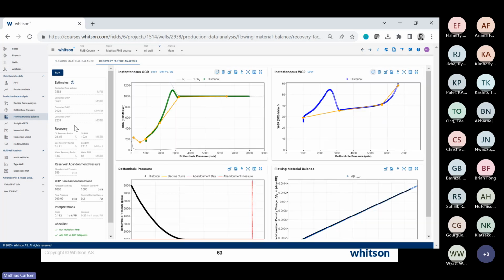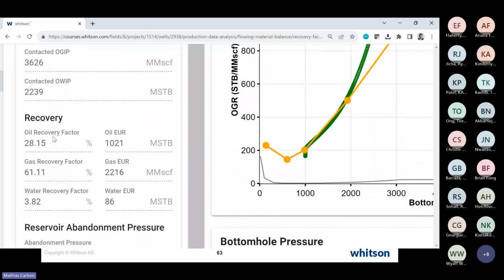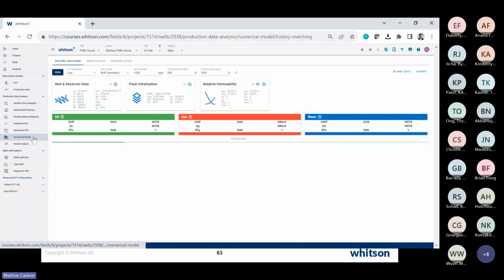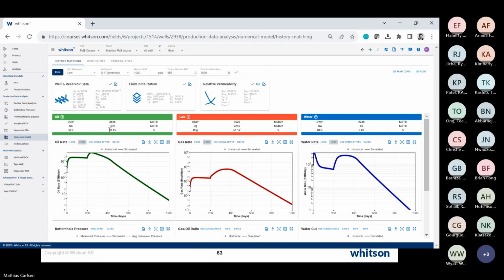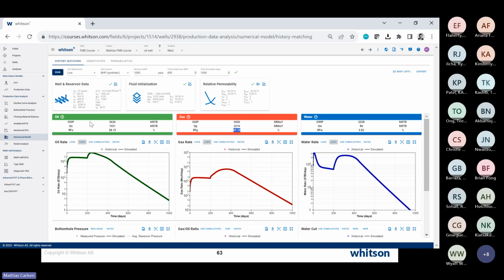And then what the objective of this recovery factor analysis item is here is to give me these recovery factors, these guys right here. And these oil recovery factors that we see over here, they're 28.15 and 61. And in my numerical model, 28.15 and 61.1. So that should be close enough. So those are like full multiphase.